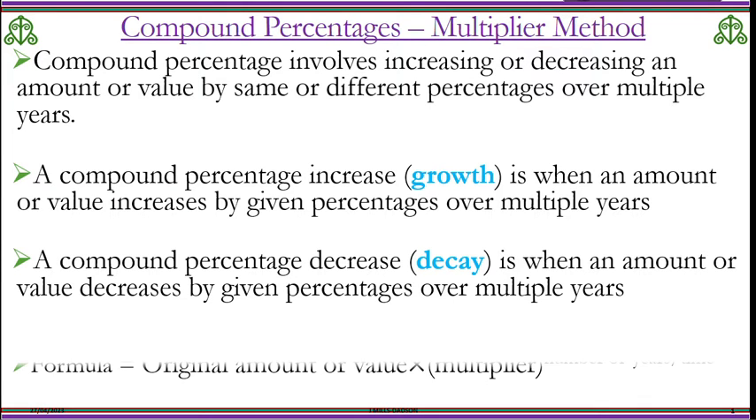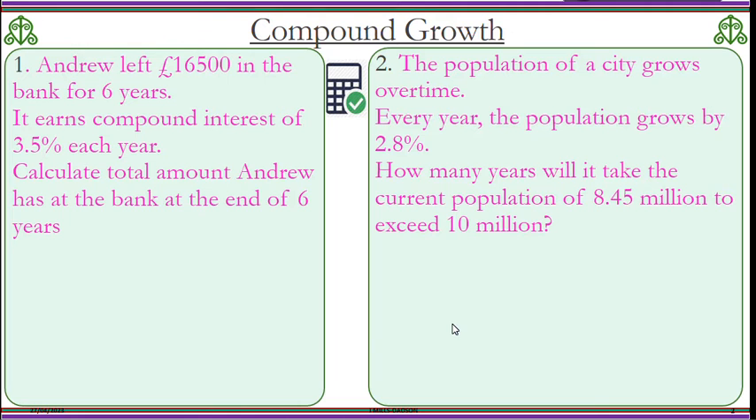And the formula that I will recommend to you always starts with the original amount or the original value. You times it by the multiplier that you create from the question, raised to the number of years that is said in the question. So let's look at examples and see how we make use of this formula. Let's look at example 1.